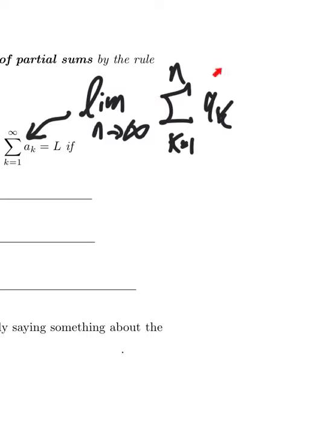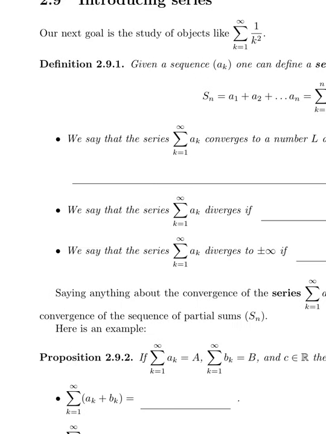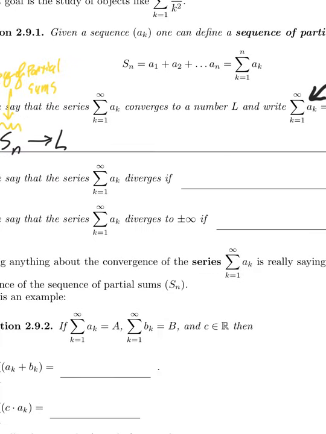So I'll say that the series converges to some number L and write the sum from k equals 1 to infinity of a_k is equal to L if, well, I have a name for this number. This is S_n. So I'll say that the limit of a series is equal to L if S_n converges to L. And notice, this thing right here is a sequence. That is the sequence of partial sums. Similarly, I will say that the series diverges if the sequence S_n diverges.